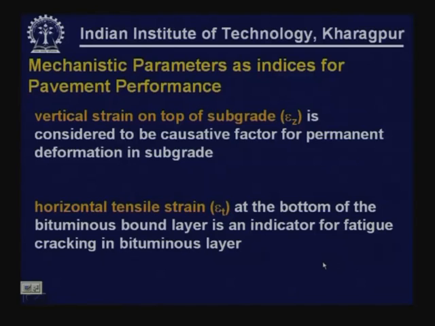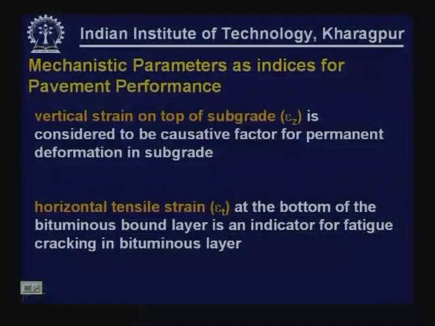As we just indicated, these are the two main parameters that are considered to explain the performance of pavements. Vertical strain on top of subgrade, epsilon z, is considered to be the causative factor for permanent deformation in subgrade. If these vertical strains are excessive, one can expect excessive permanent deformation leading to the rutting which can be seen at the surface. Similarly, if there are excessive horizontal tensile strains at the bottom of the bituminous bound layer, this is an indicator for fatigue cracking in bituminous layers.